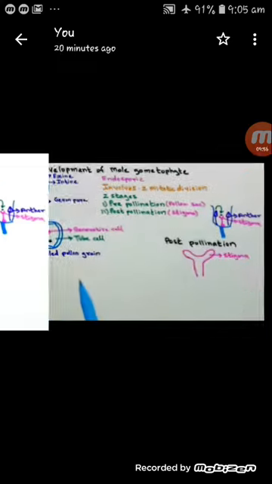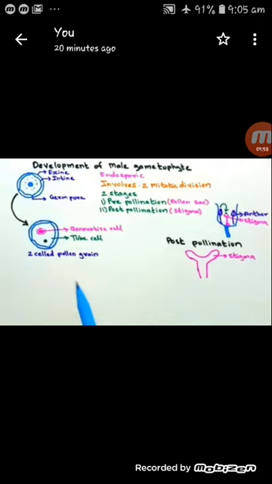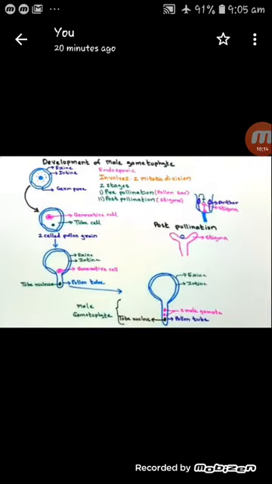Now let's see post-pollination. Post-pollination is also called after pollination. When does it occur? When the pollen grain falls on the stigma. Okay. What happens when the pollen grain falls on the stigma? After pollination, the two-celled pollen grain is deposited on the stigma.